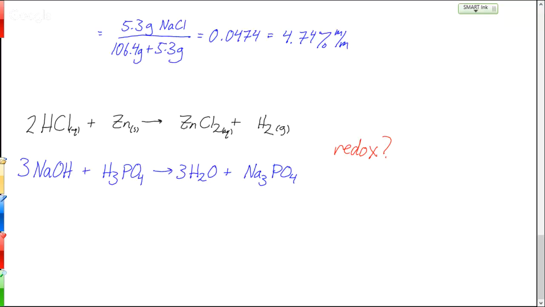Can you notice if your element itself is by itself? It has to be, yeah. Because if it's by itself on one side, that means it has to have changed somehow. So it must have become an ion or was an ion. Whatever, yeah. So if you see a pure element, it has to be a redox.